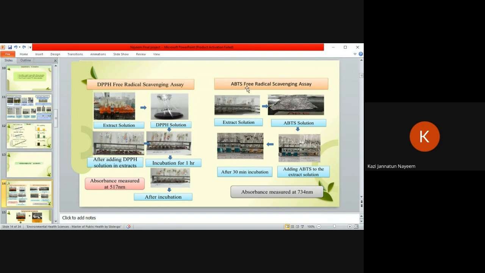Then for the ABTS free radical scavenging assay, the extract solution is the same as for DPPH. Then I prepared the ABTS solution. This is the ABTS solution. After preparing the ABTS solution, I added it to the extract solution. After adding ABTS to the extract solution, I measured the absorbance at 734 nanometers.